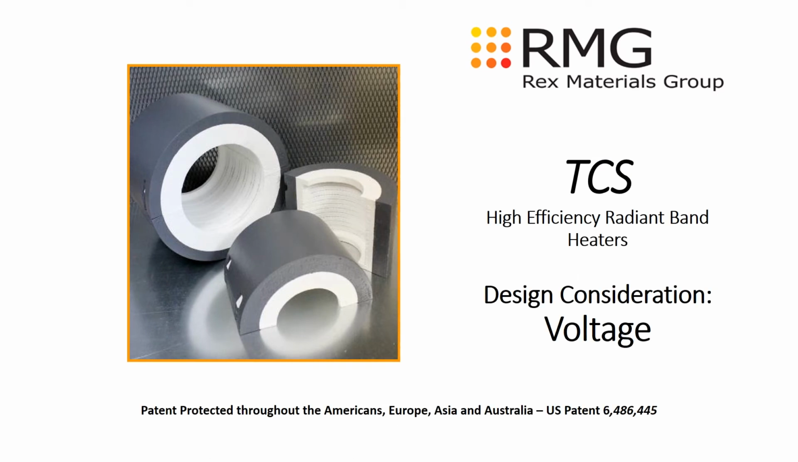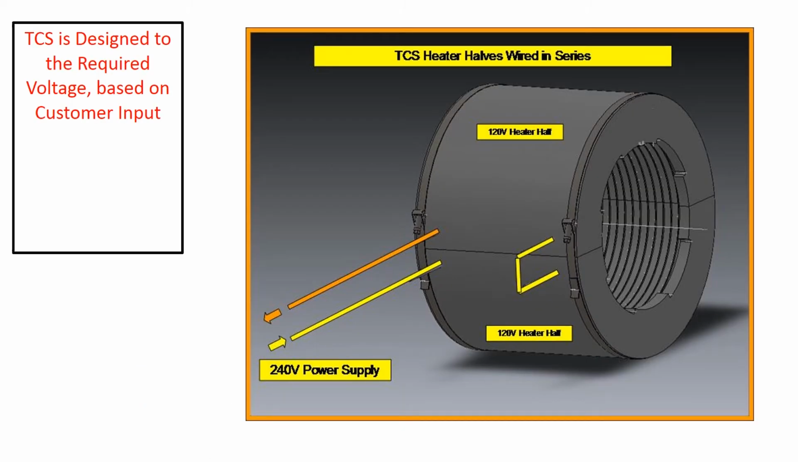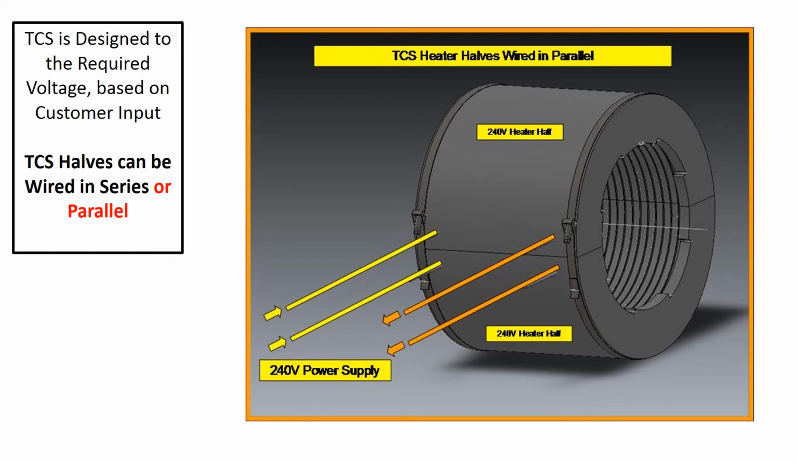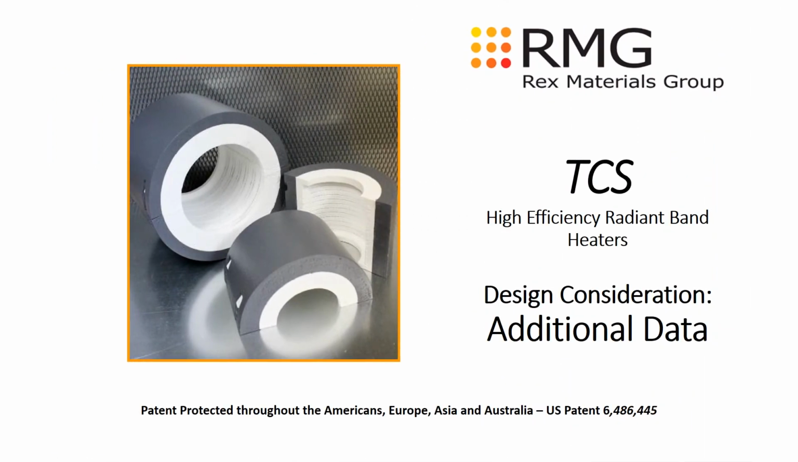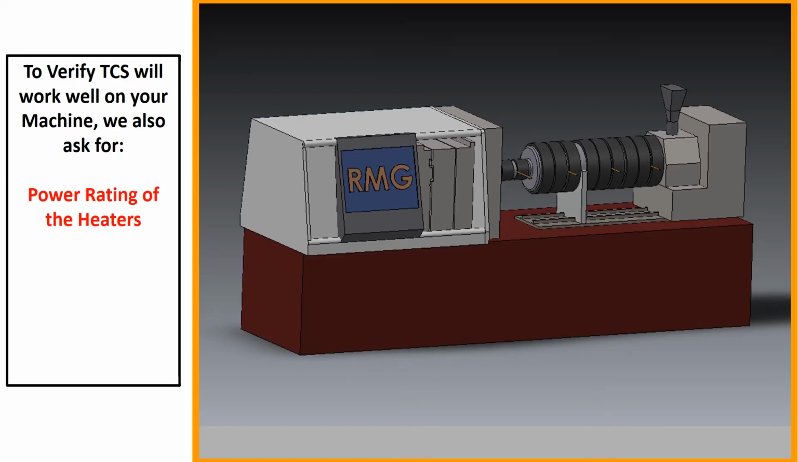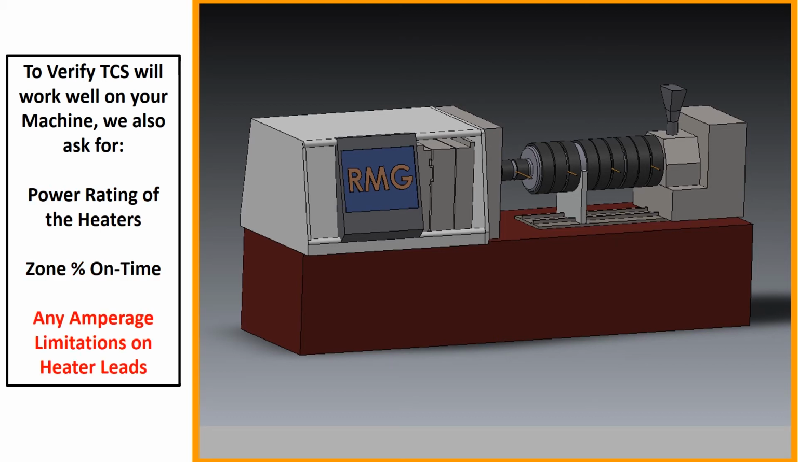TCS voltage. TCS is designed to customer requirements based on the voltage of the incumbent heater design. However, TCS halves can be wired in series or in parallel, and it is important to understand this when installing TCS. To verify TCS will work well on your machine, we also ask for some additional information, including the power rating of your current heaters, the zone percent on time, and any amperage limitations on the heaters. We also use this information to calculate the return on investment.